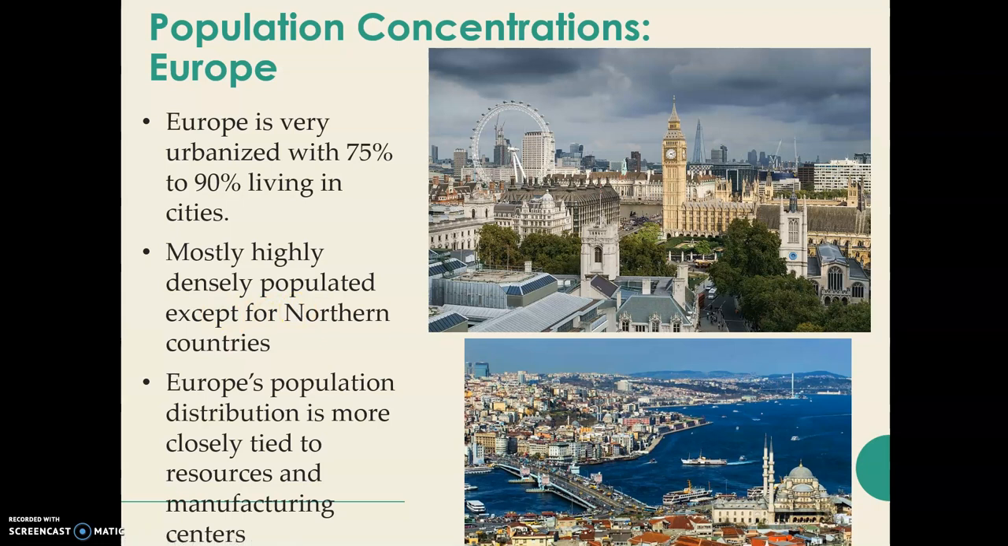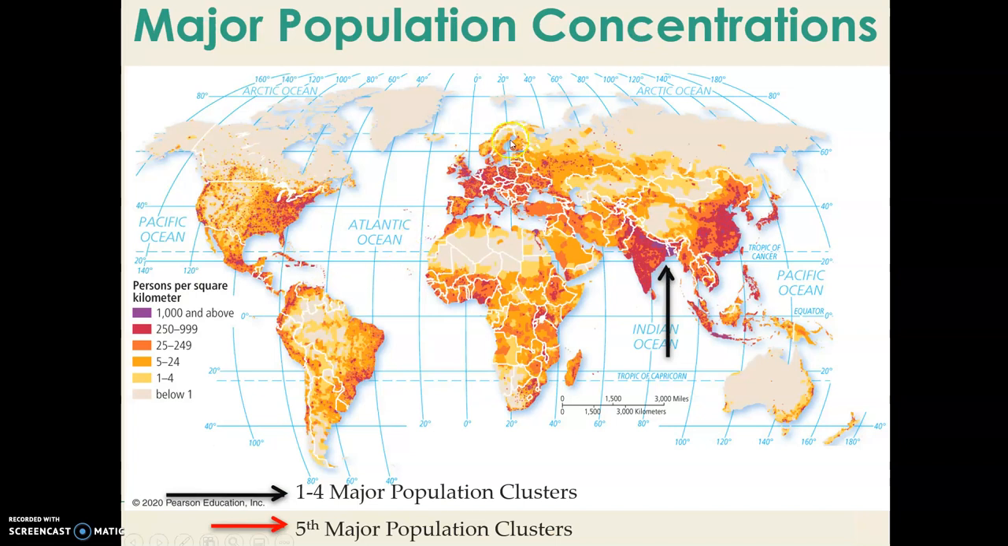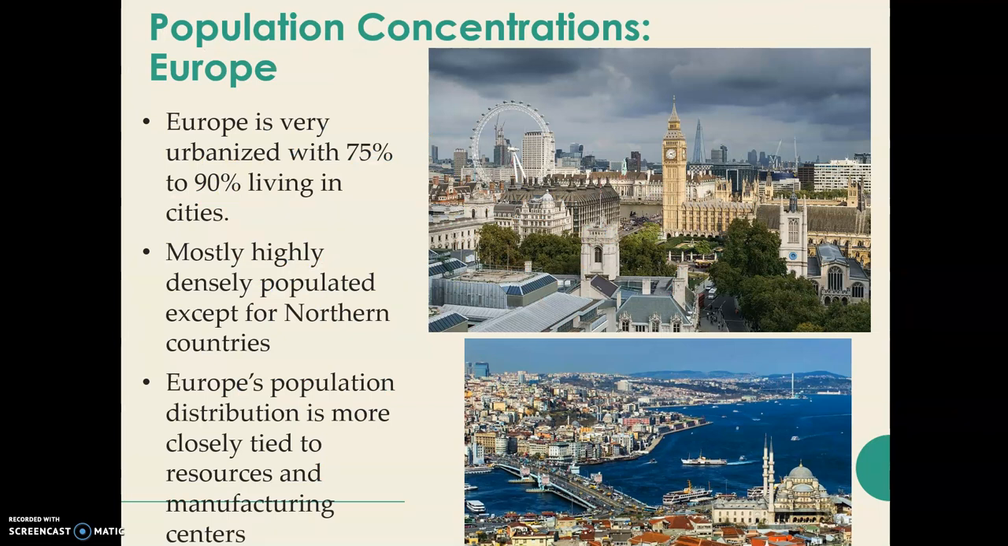And I'm going to ask you, why do you think that is? Pause the video and then come back. All right, if you said that you think climate or anything having to do with climate is the answer, you are absolutely correct. Also, they're further away from places that were populated first, so naturally their population is going to grow at a slower rate. Europe's population distribution is more closely tied to resources and manufacturing.